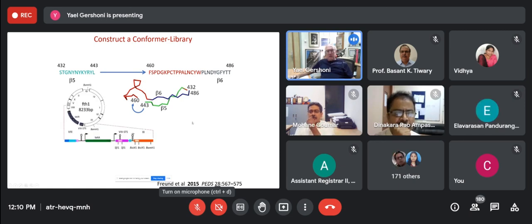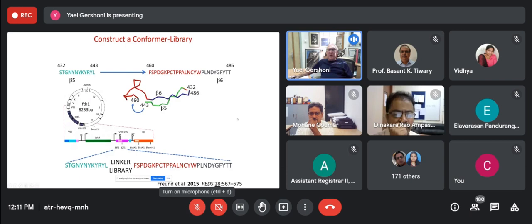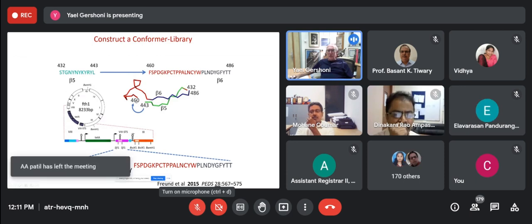And so what we did is we took our phage display system and we expressed the one segment and then the second segment, and between the leucine and the phenylalanine, we introduced a library of linkers that connected these 2 residues, 443 and 460. We didn't have any capacity to anticipate or model what would be the correct linker.